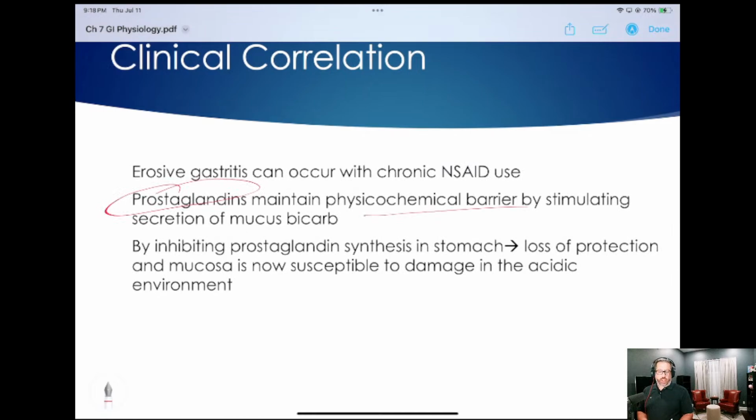Prostaglandins maintain the physical chemical barrier by stimulating secretion of mucus and bicarb. When you inhibit prostaglandin, again with NSAIDs, you lose your protective barrier, and then the acidic environment is there as well. So if you're on chronic NSAID use and you start getting GI upset, it's most likely due to the chronic NSAID use, so we just stop it.